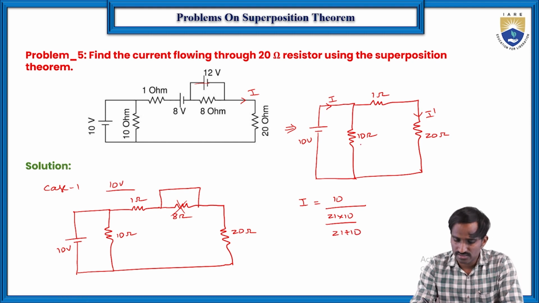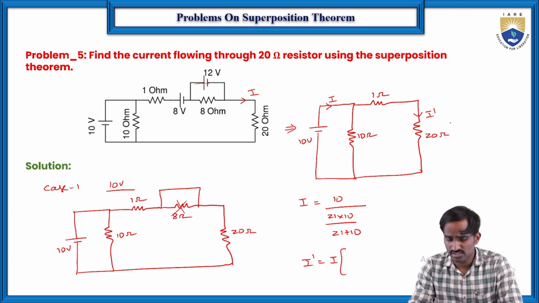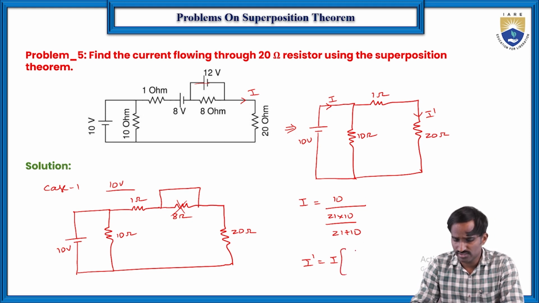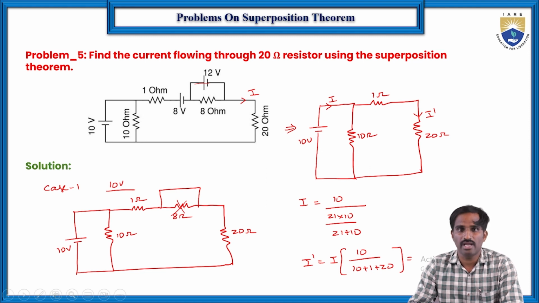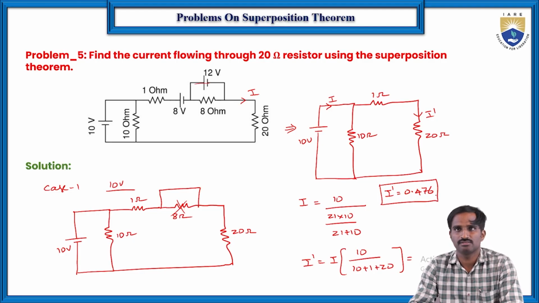And suppose if you know the value of I, then the I dash is equal to the total current I into the opposite resistor. Okay, what is the opposite resistor value? Here it is 10 by 10 plus 1 plus 20. So by using this you can find the I dash value. Then the value of I dash here is 0.476. This way we can find the value of the I dash, right?